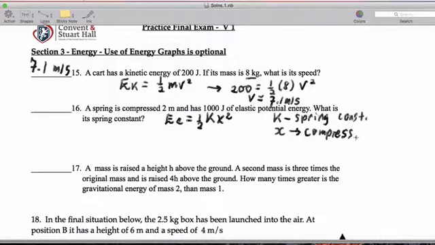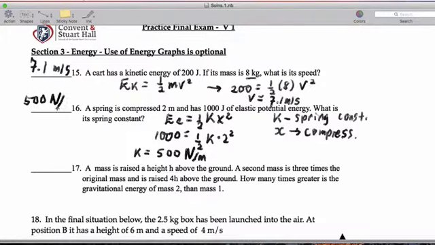So to that end, I'm going to plug in these numbers. I'll say 1,000 equals 1/2 times K times the 2 squared here. And when I isolate this, I'm going to end up getting K is 2,000 divided by 4. That's going to be 500 newtons per meter. And I'll copy that right there.